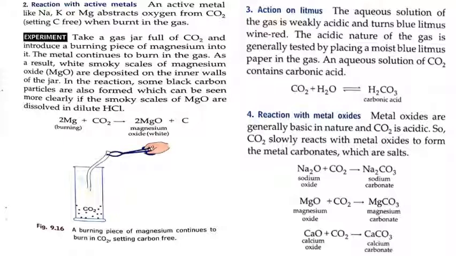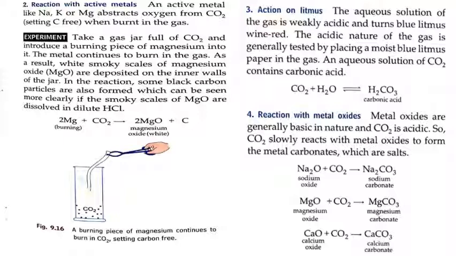So next is action on litmus. The aqueous solution of the gas is weakly acidic and turns blue litmus wine red. So firstly they are saying that if we have an aqueous solution of this gas, that is, carbon dioxide, it is weakly acidic and therefore it turns blue litmus into wine red. I would like to tell you over here, if blue litmus turns into red, it means that whichever solution we are testing is acidic. And if red litmus paper turns blue, that means that whichever solution we are testing is basic or alkaline.